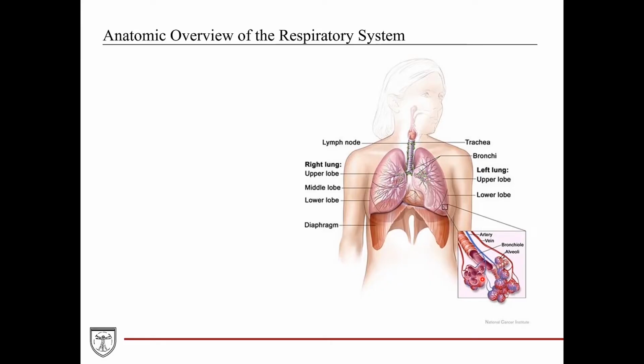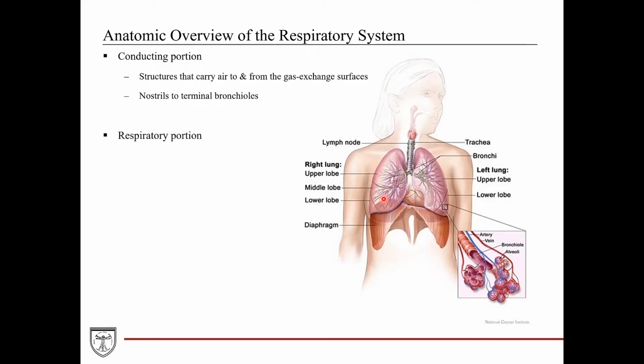So from that perspective, the respiratory system can be divided into the conducting portion and the respiratory portion anatomically. The conducting portion is the structures that carry the air from outside down to the gas exchange surfaces. So we're talking about the nares, the openings at the bottom of our noses, and the nasal cavity, pharynx, larynx, the trachea, the bronchi, and all of their branches down to the smallest of their terminal branches called the terminal bronchioles. And the respiratory portion then is the structures where the gas exchange can occur.